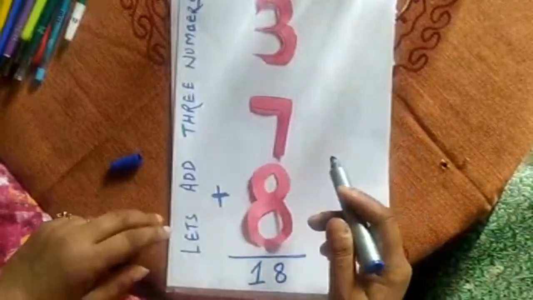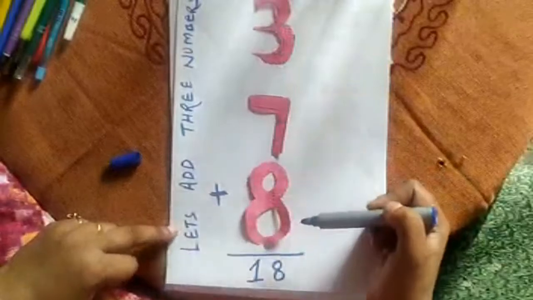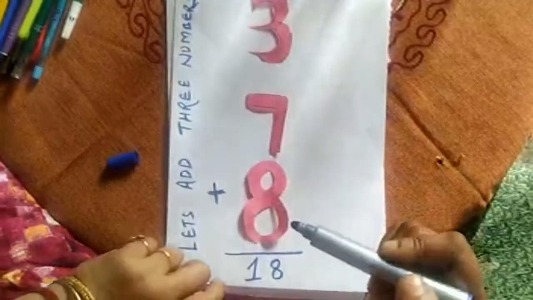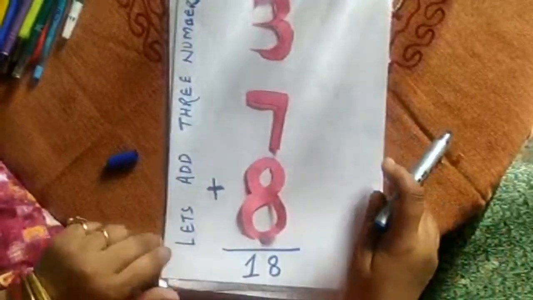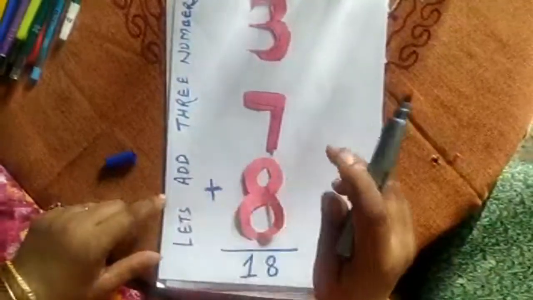So this proves that if we change the order of the addends, the sum is always the same. Changing the order of the addends does not change the sum.